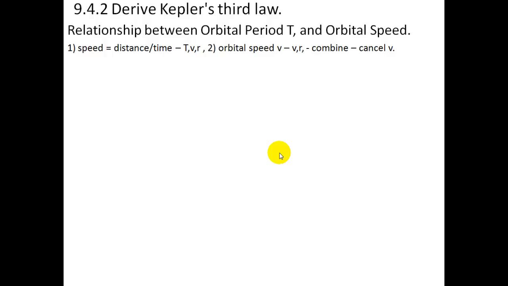We have to be able to derive Kepler's third law, and it's basically the relationship between the orbital period and the orbital speed. Now, to sum up, what we need to do is to find the orbital speed in terms of the time period, and find the orbital speed in terms of the radius, combine them and then cancel v. We want to get rid of v. So we'll start with this.